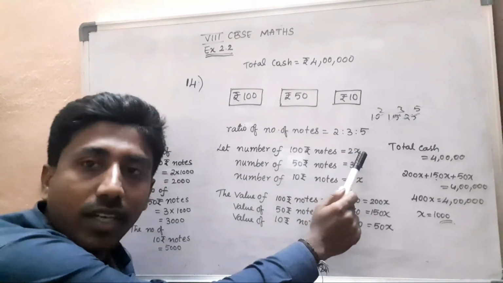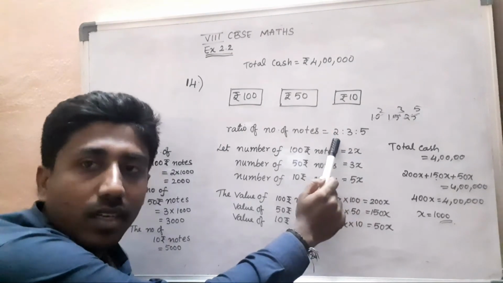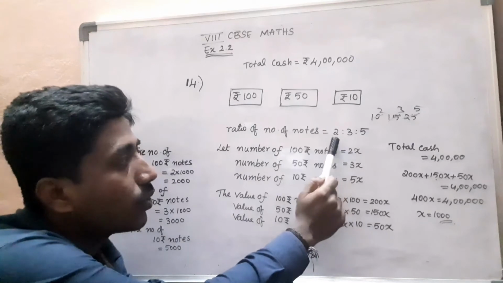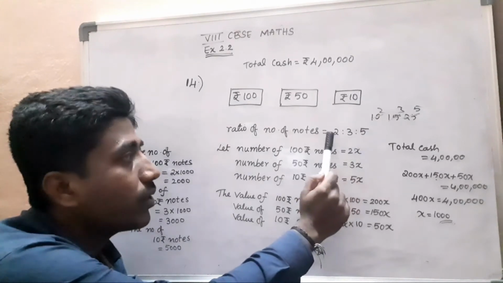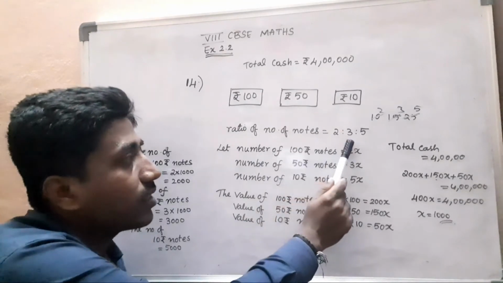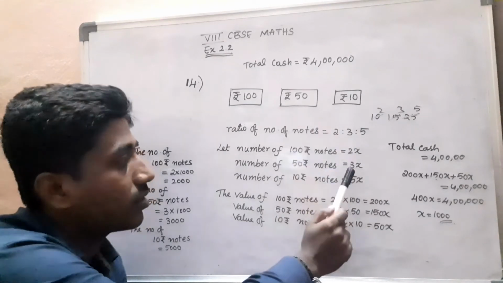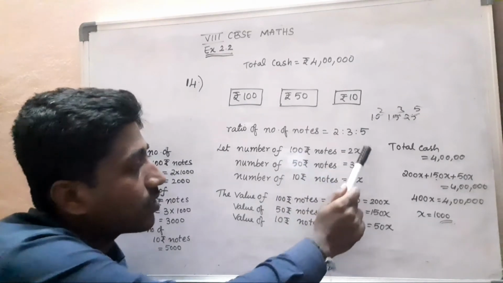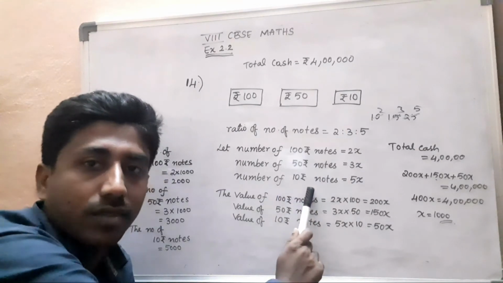So let the common factor be x and multiply x with each value in the ratio. So here 2 into x, 3 into x and 5 into x. So 2x will give the actual number of 100 rupee notes, 3x will give you the actual number of 50 rupee notes, and 5x will give you the actual number of 10 rupee notes.